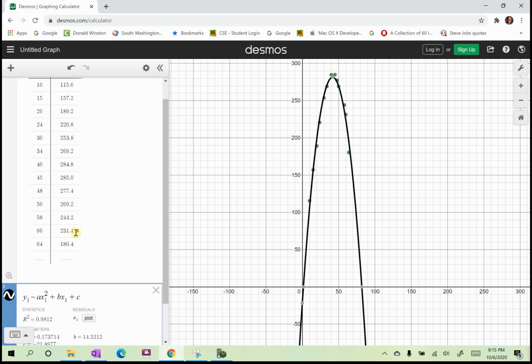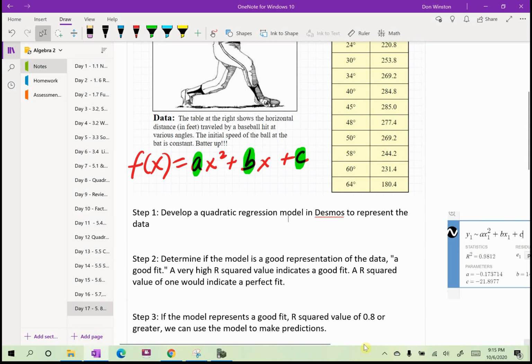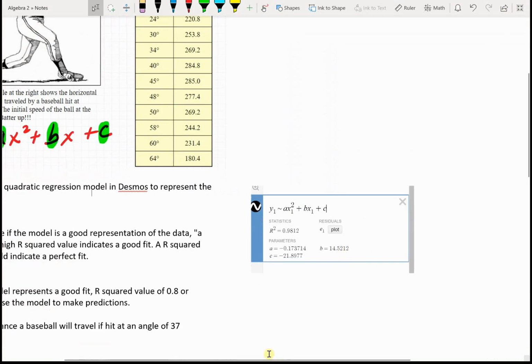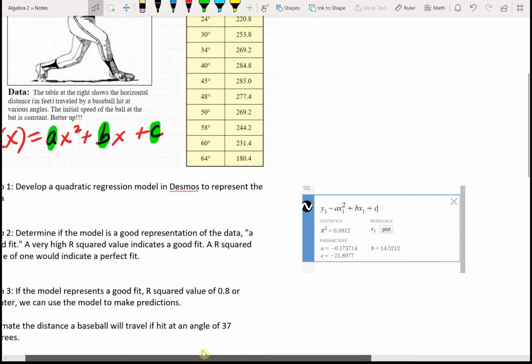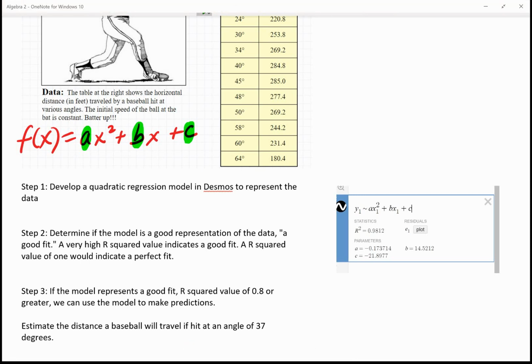All right, now I want you to notice what I got here. This generated my parameters. So let me go back here now because I've already done this. What that did, it generated that equation right there. Well, it doesn't look like an equation to you, but I know what it is. And so if I look here, I can see my a value, my b value, and my c value.